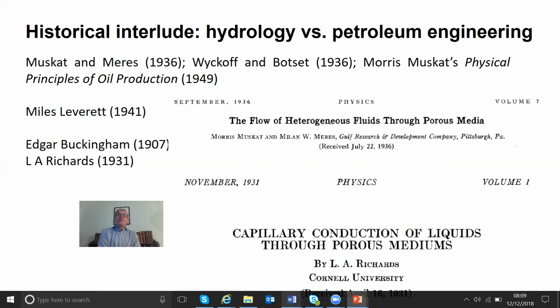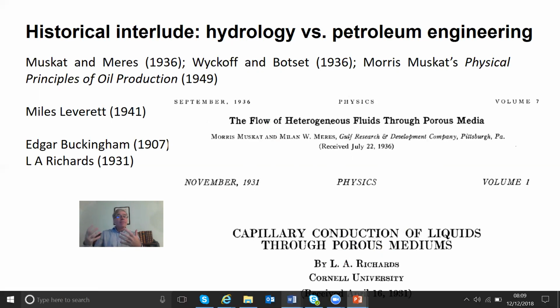Morris Muskat then published a book, The Physical Principles of Oil Production, which really laid out much of the physics of flow in porous media and, to my mind, established the discipline of reservoir engineering. The concept of capillary pressure was introduced by Miles Leverett in 1941. He made a number of seminal contributions to multiphase flow in porous media, of which capillary pressure is just one.